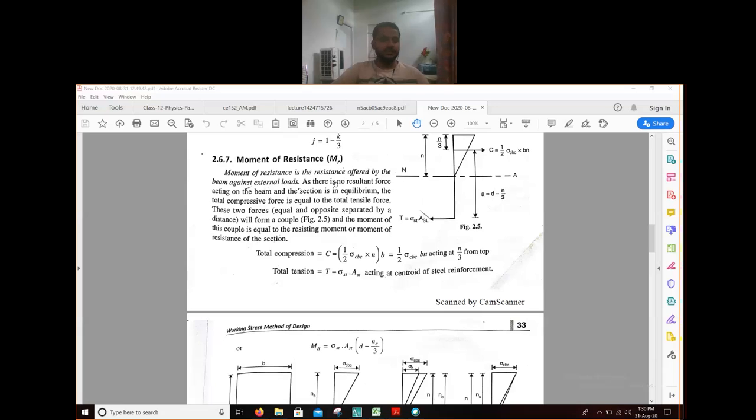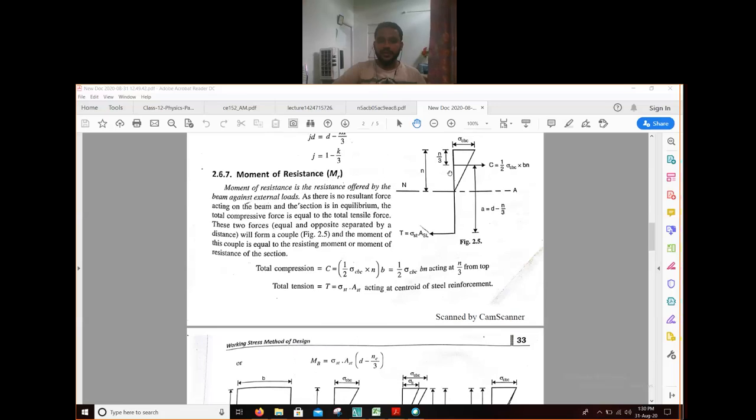So we can say that our beam is in equilibrium, and therefore we can equate this compressive force and tensile force. So C equals T. Put the value: C value is half sigma cbc into B into N, and T value is this one. The total compressive force will act at a height of n by 3, which is written here, and total tension T equals sigma st into Ast.